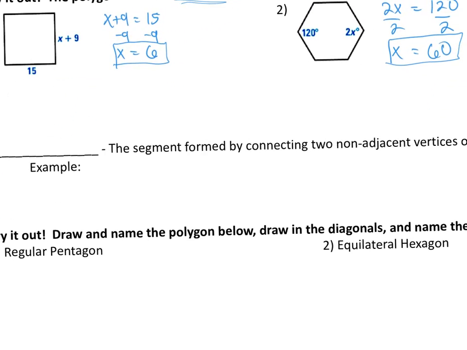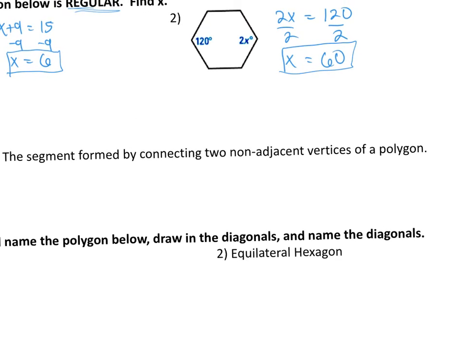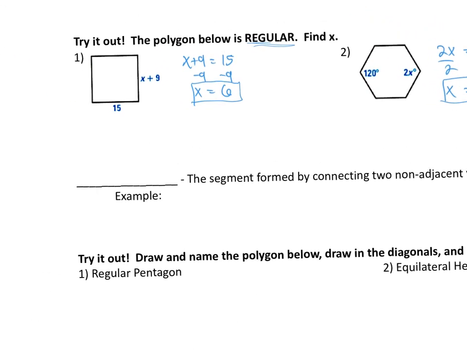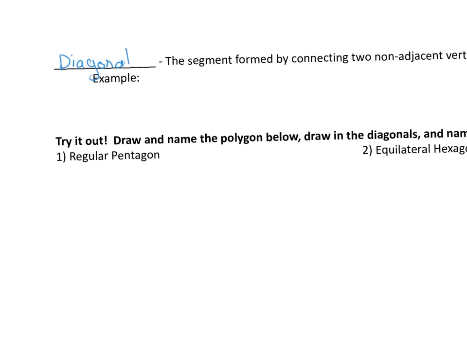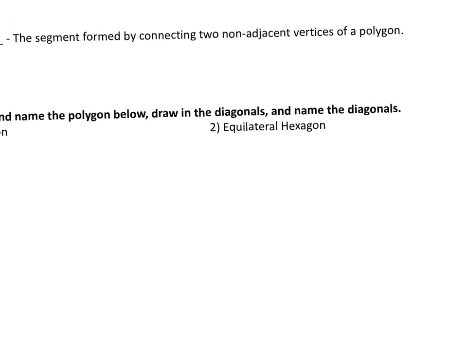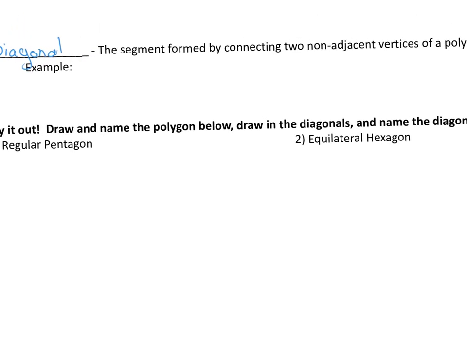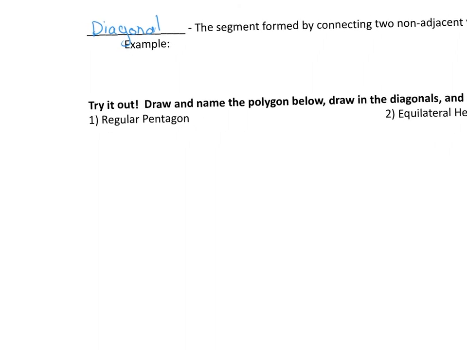Finally, the segment formed by connecting 2 non-adjacent vertices of a polygon is called a diagonal. Okay, try it out. Draw and name the polygon below. Draw the diagonals and name the diagonals. So let's say here, regular pentagon. Okay, so that is 5 sides. They have to all be kind of the same angle and lengthwise. I'm not the best at drawing, but I'll try it.